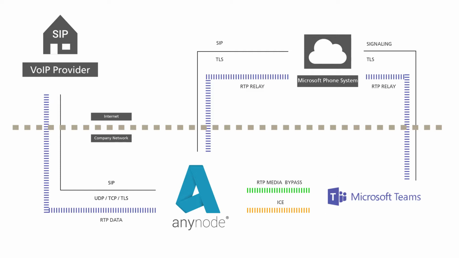You need to be sure that you've enabled media bypass in the Office 365 cloud. For connectivity checks and finding the optimal media path, anynode supports ICE.